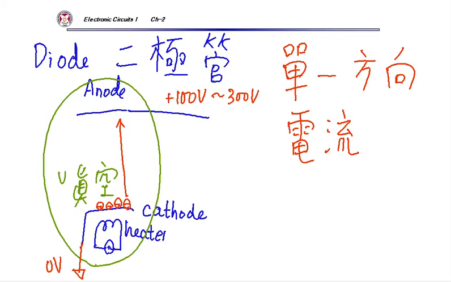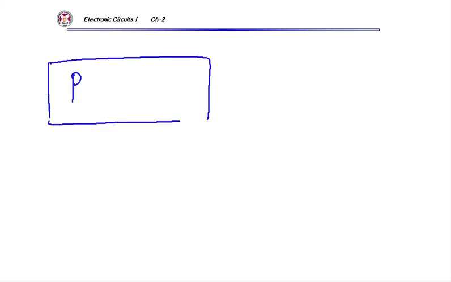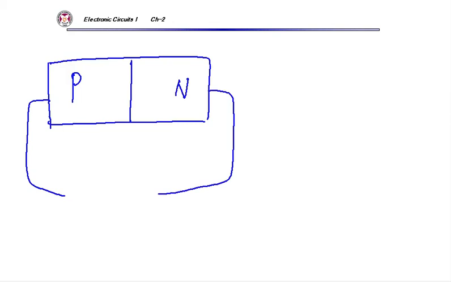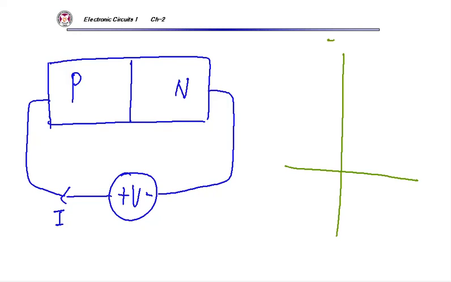We use the same name, diode, in semiconductors. When I have a P-type silicon here and N-type silicon there, this can be a diode. I apply voltage here, then current can flow there. So the IV characteristic of this diode is IV.